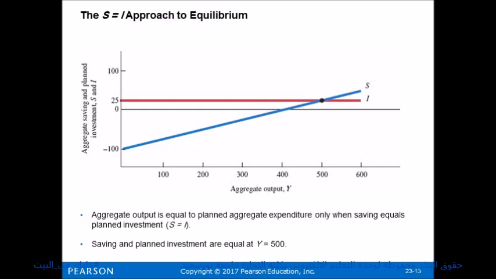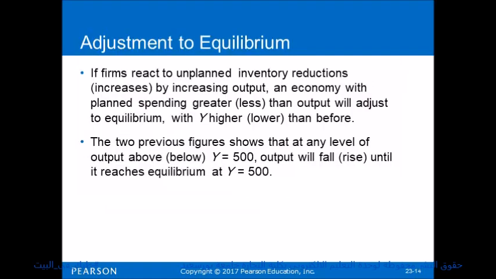As you can see, equilibrium is determined at a level of income of 500, at which we see that the saving function crosses or intersects the investment function I. Aggregate output is equal to planned aggregate expenditure only when saving equals planned investment, or only when S equals I. Saving and planned investment are equal at Y equals 500.